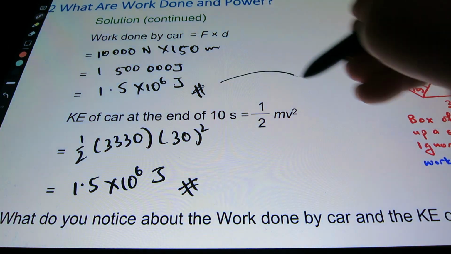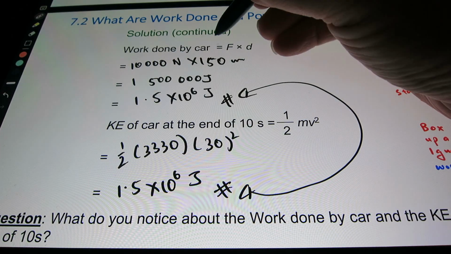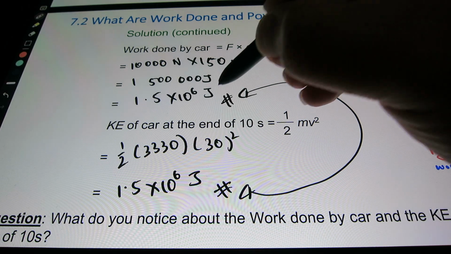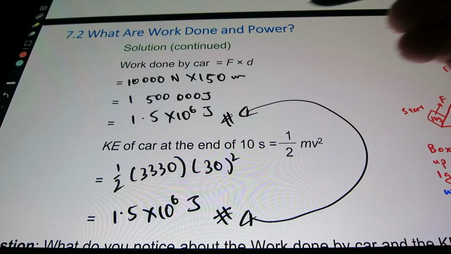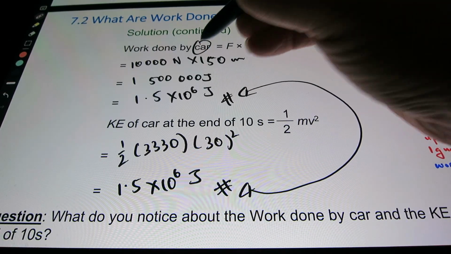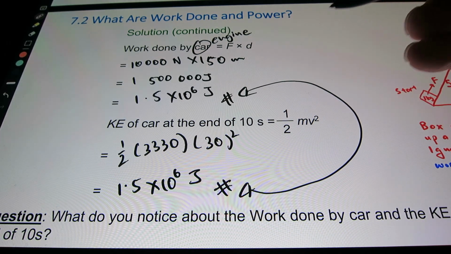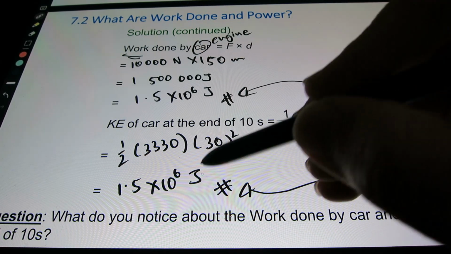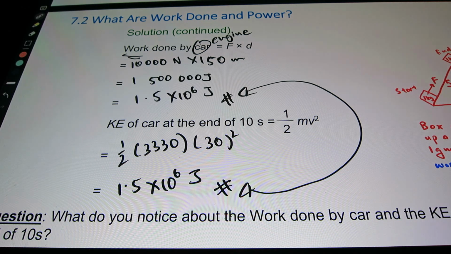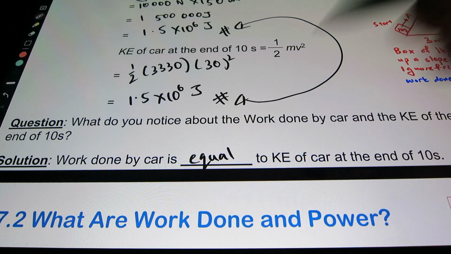Now you compare this number and this number, and you realize that actually it is the same number. So what you have essentially calculated is that the work done by the car is equivalent to the kinetic energy that the car gains. That means how much work is done by the car, or rather the engine of the car. Remember, work done is just energy transferred. All the work that is done by the car is transferred into the kinetic energy of the car. That's why these numbers are the same. So work done is equal to the kinetic energy.